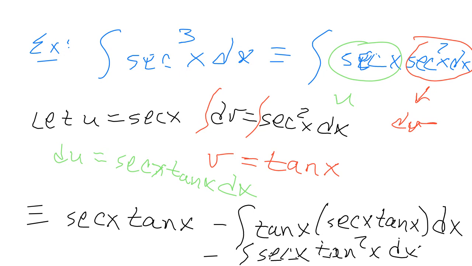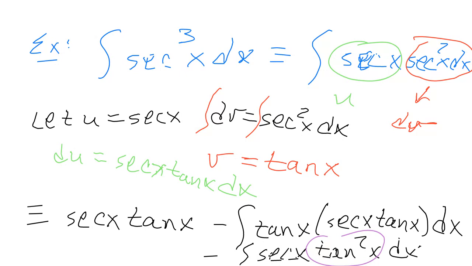So we want to rewrite this one. See this tangent squared? Is that the one we want to rewrite? We want to rewrite that as secant squared x minus 1. So let's do that.